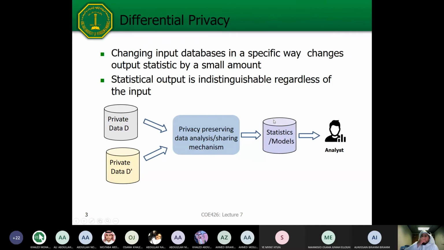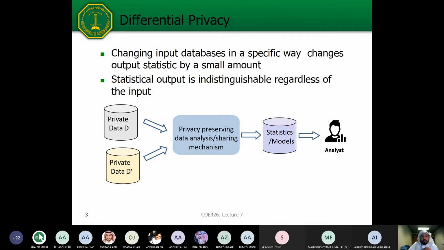Okay, so we said that differential privacy gives us a promise that whatever statistical model or statistical data you are providing about a database should not distinguish the fact that an individual is in that database or not. In other words, let me say it again. If you have a database that has 100 individuals and you are providing statistical information about that database, then the response to that query should not allow attackers to distinguish whether person A is really in the database or not.